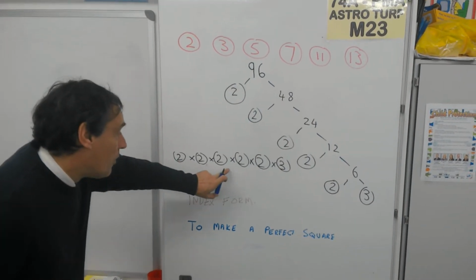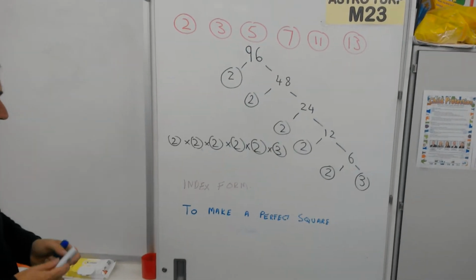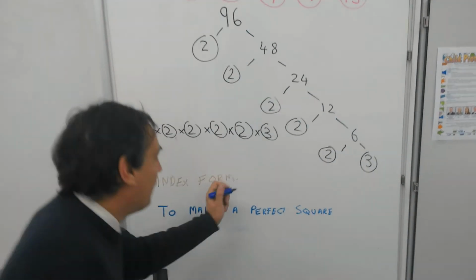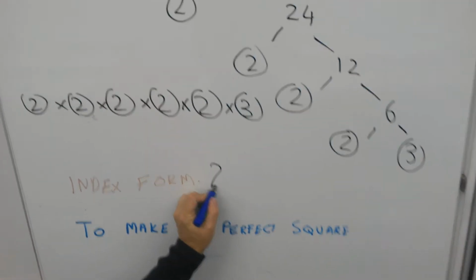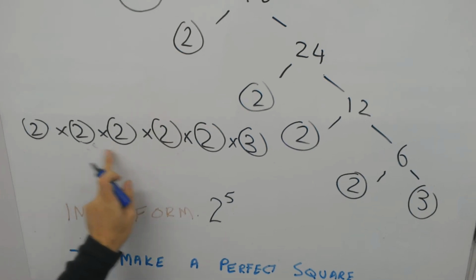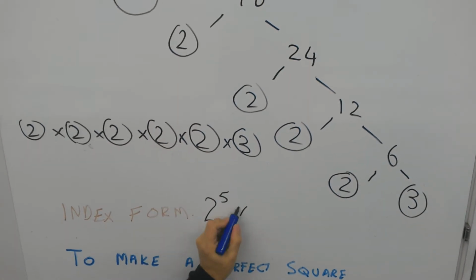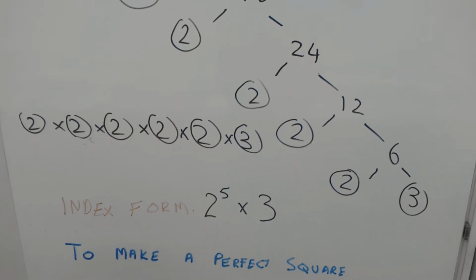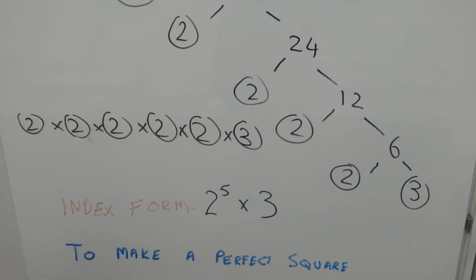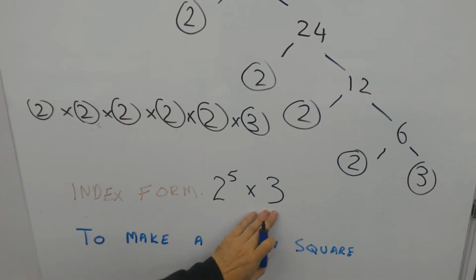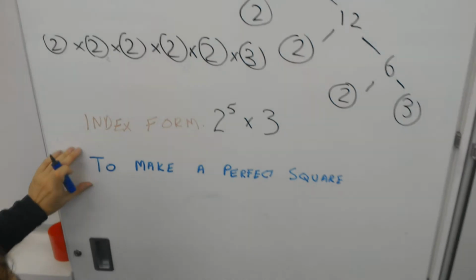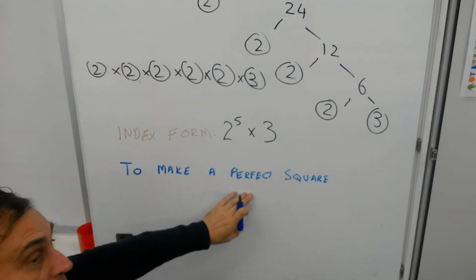Now that's an awful long way of writing things here. As I've got 2 multiplied 5 times, I put it in something called index form, which means I can write it as 2 raised to the power of 5. Remember, I've got 5 2s here, multiplied by 3. So writing it in index form, they ask you for that. That's how you'd write it in index form. Okay, we're going to come back to that a bit later, the making a perfect square.